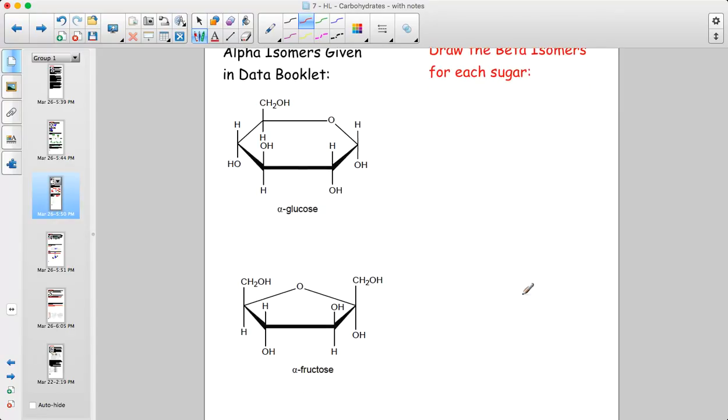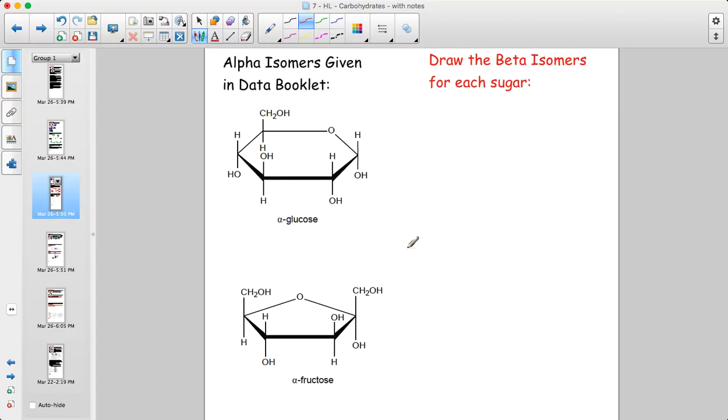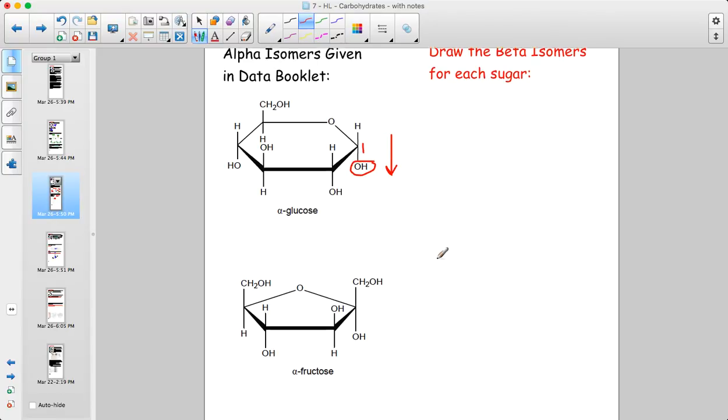So the ones given in the data booklet for both fructose and for glucose are the alpha versions, and you can see that on this number 1 carbon, the OH is pointed down, and that's what makes it alpha. So to draw beta, you simply need to flip this H and OH. Everything else about the molecule stays the same.